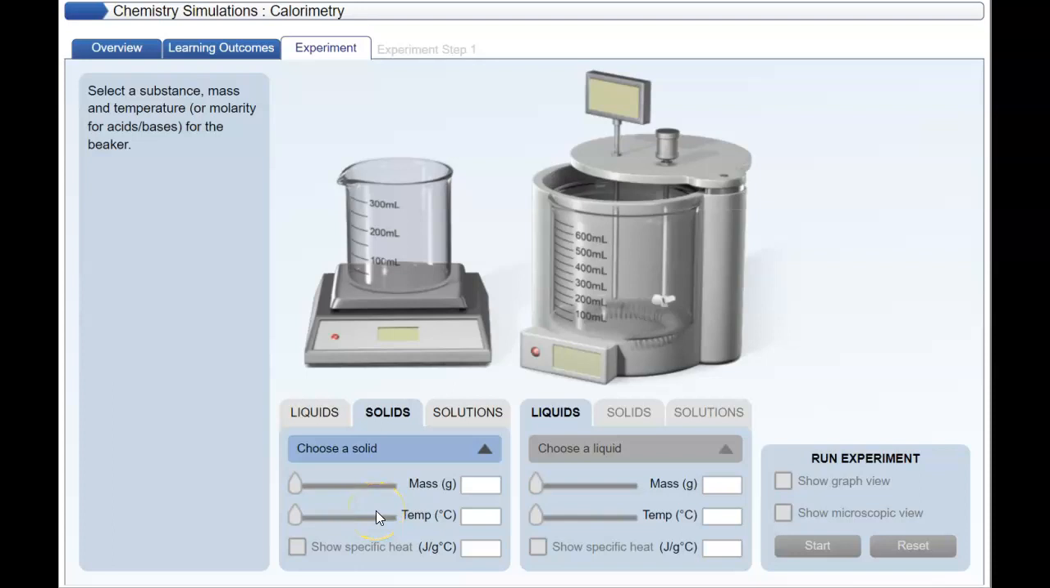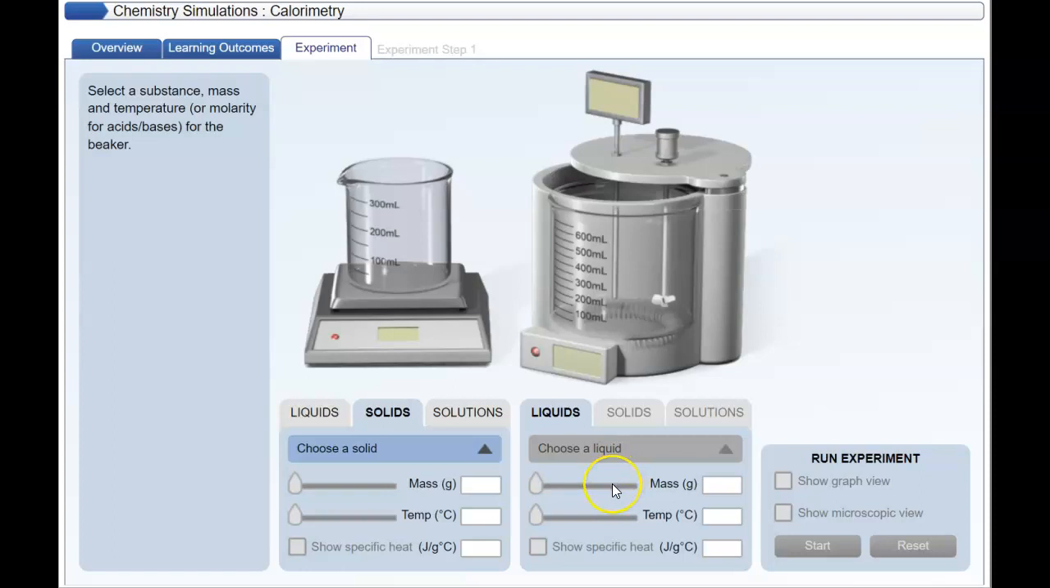It would be better if the temperature is high. Now, once you are able to choose and manipulate the mass and temperature, you now go with the liquid. There will be a prompt here that will allow you to click next. For the liquid, you have to choose water. Do not choose any other liquids, just water.